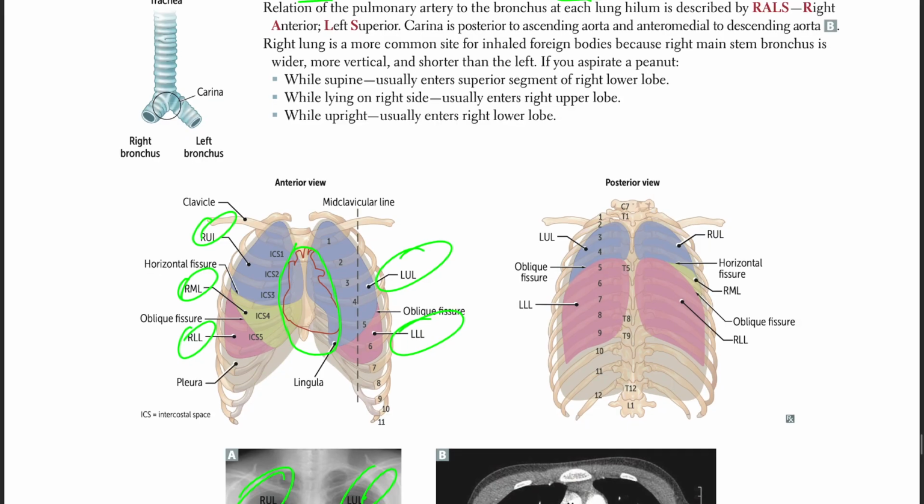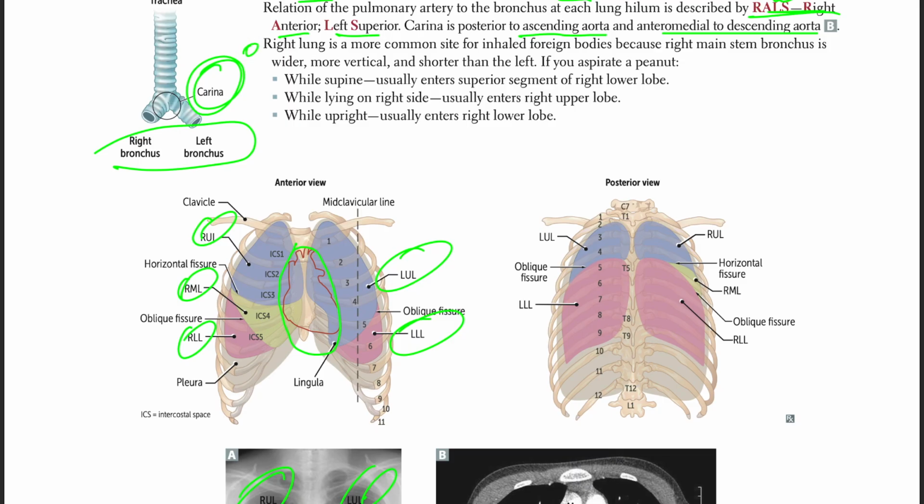Now, the relation of the pulmonary artery to the bronchus at each lung hilum is described by RALS. What is RALS? Right anterior, left superior. RALS: right anterior, left superior. The carina is posterior to the ascending aorta, and anterior medial to the descending aorta. And you can see the carina is basically the bifurcation of the trachea into the left and right bronchus.